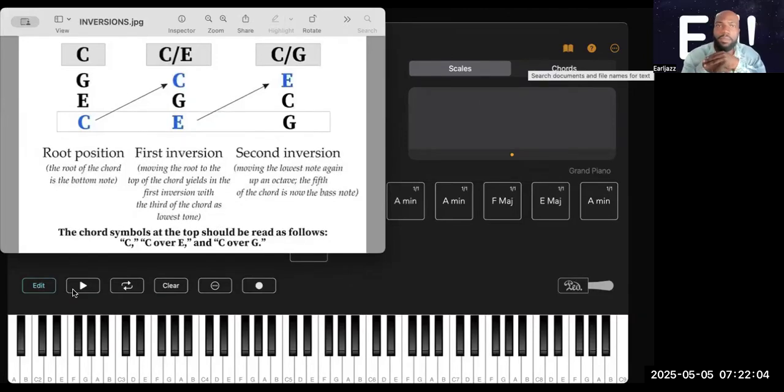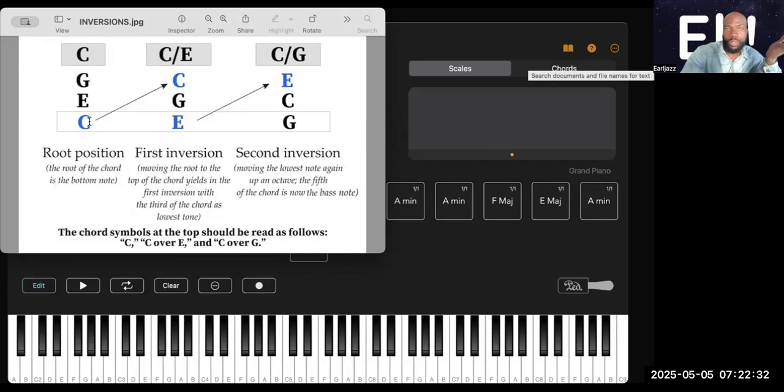So here is an example, a description photo that I put up from the internet that explains in steps how you build inversions of a triad. Let's break it down. At the beginning, you start from C, then you put an E on it and a G on it. The example here is C major.